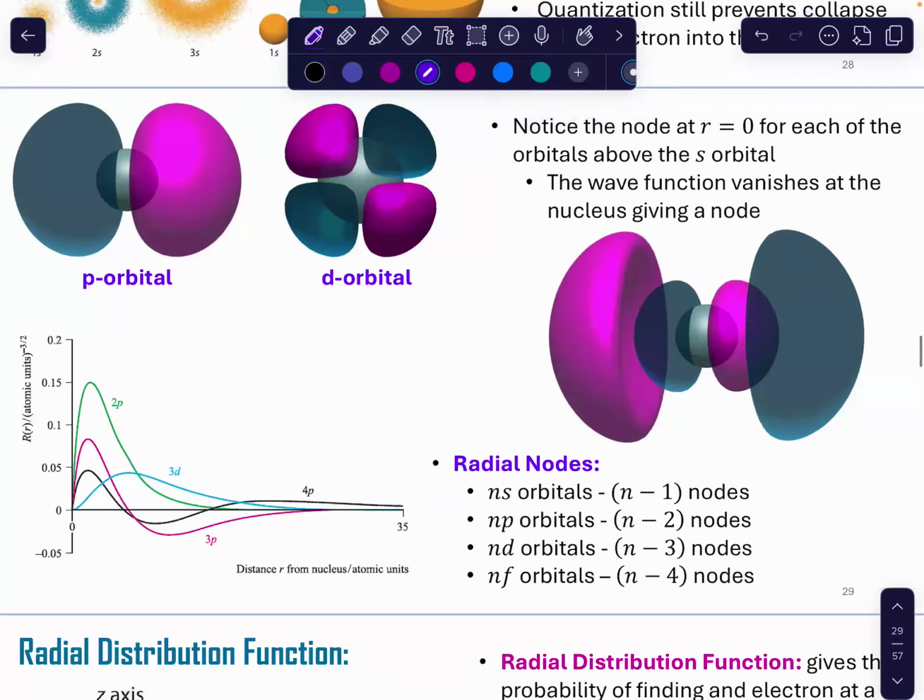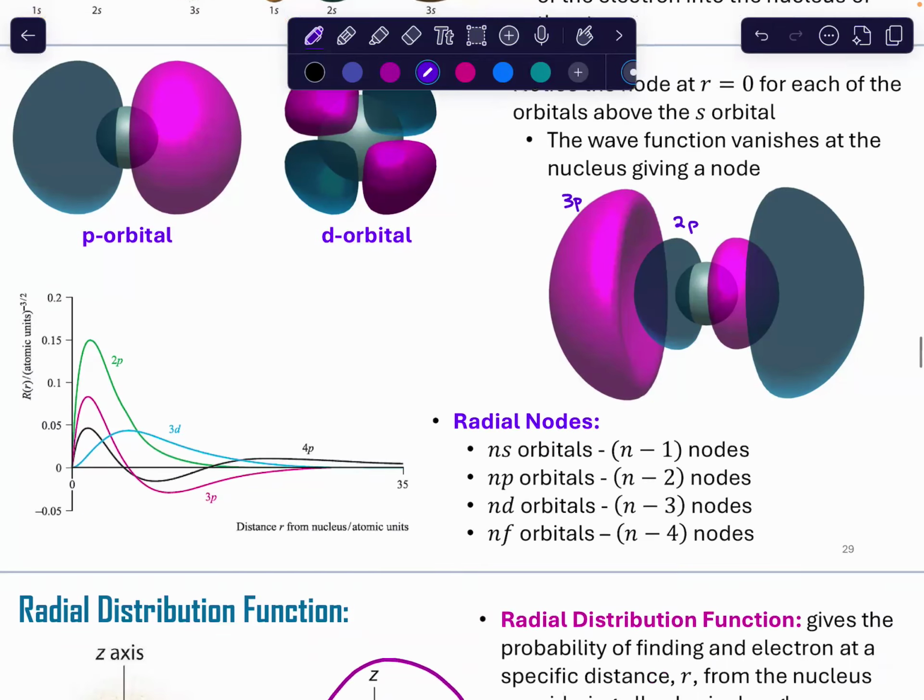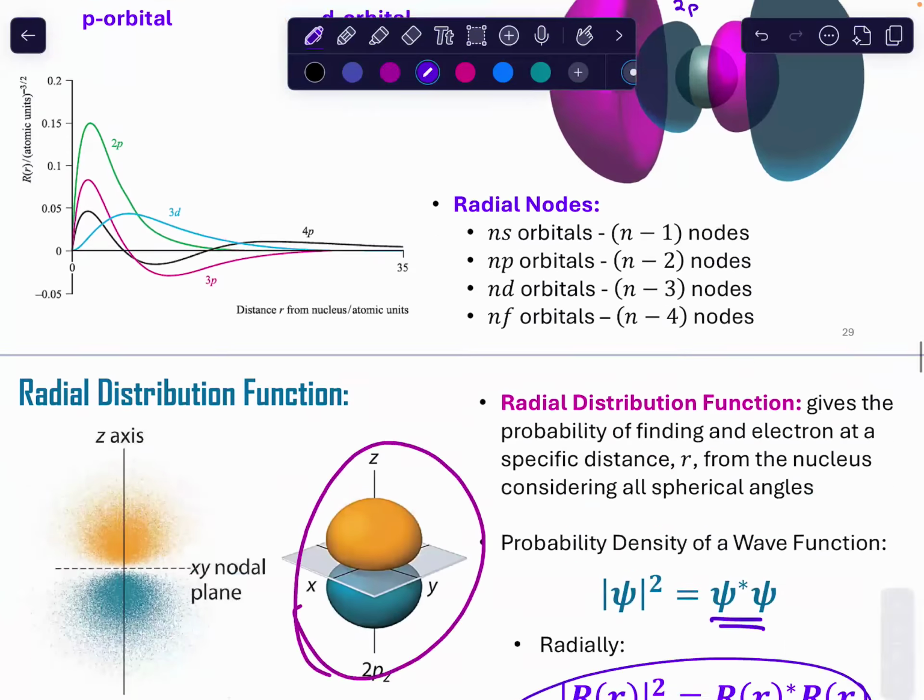If you remember here, you notice how, let's say you have your 2p, 3p. So even though you've gone up in energy and the orbitals are getting bigger, they're not changing shape all that much. So you're still going to be able to radially locate the electron pretty efficiently.